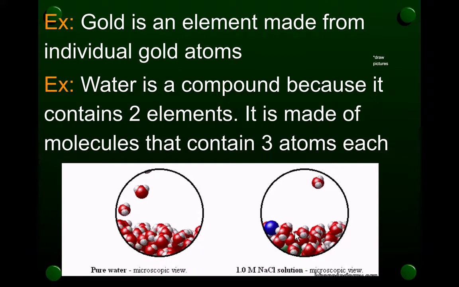Also, we talked about water being a compound because it has more than one element and it's made of individual molecules. Those are the smallest part that you can still call water, and each of those contains three atoms.